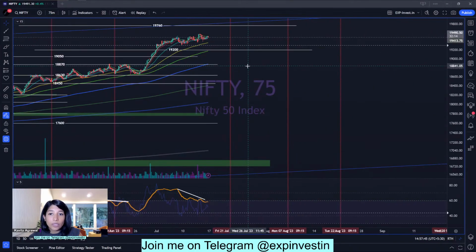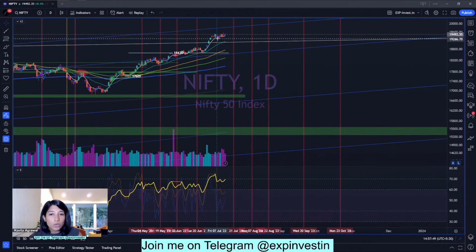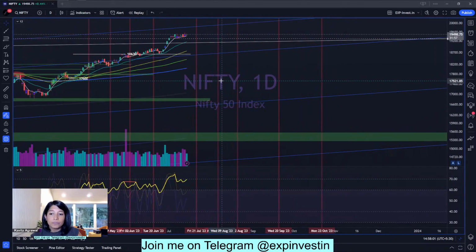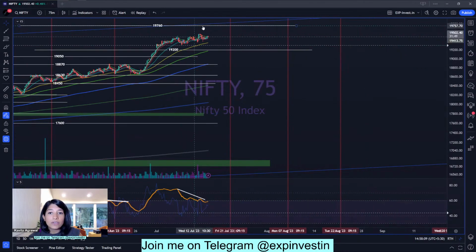In fact, when we look at the daily or even the 75-minute time frame, it somewhat looks like the formation of a flag pattern, though in a flag pattern the consolidation phase is expected to be a little bit downward sloping, but here we don't see that yet. So not a very perfect formation. However, I would expect at least 19,760 to get achieved within the period of this rally.